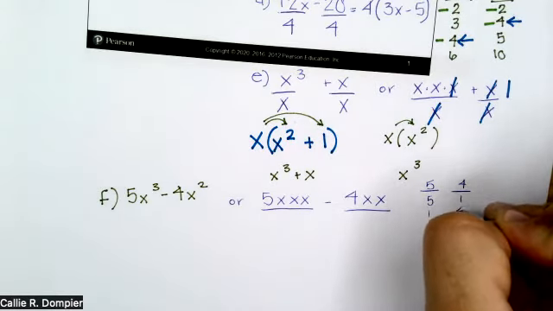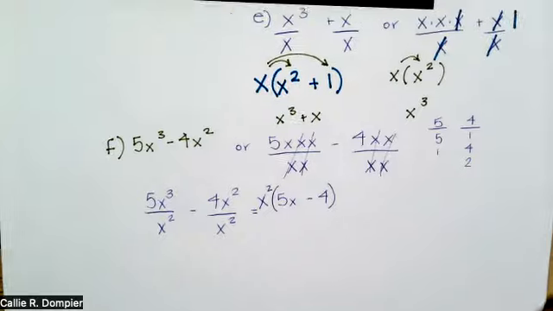The most x's I can divide by is 2. So those two are canceled and this one is left with 1, right? 5x to the third divided by x squared, minus 4x squared divided by x squared. Is that okay? Becomes 5x minus 4. And the factored out term is x squared, so it goes on the outside.